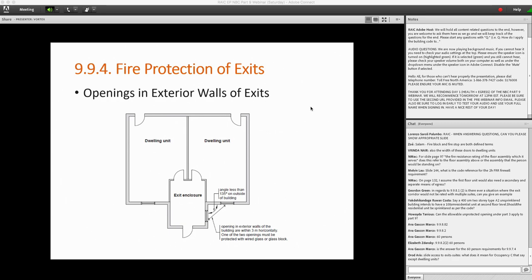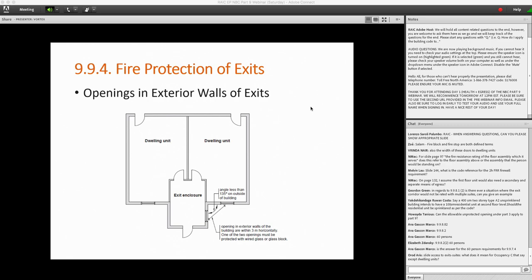Question 10 is, do we calculate the travel distance from the door of the suite or from inside the suite? So typically, 2 things. When you're doing the travel distance to determine the egress doors from a suite, you do it for the suite. You measure from the remotest point in the suite or room to the egress door serving the suite.